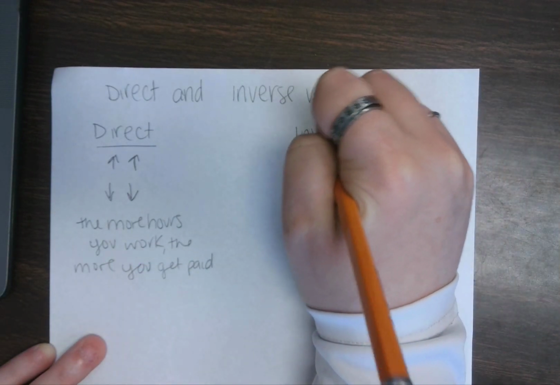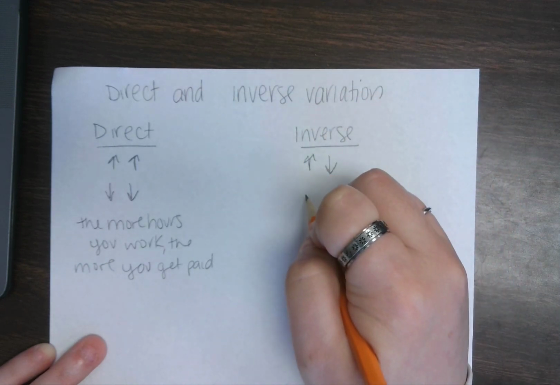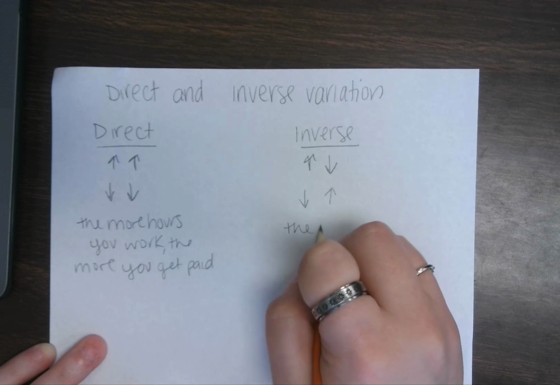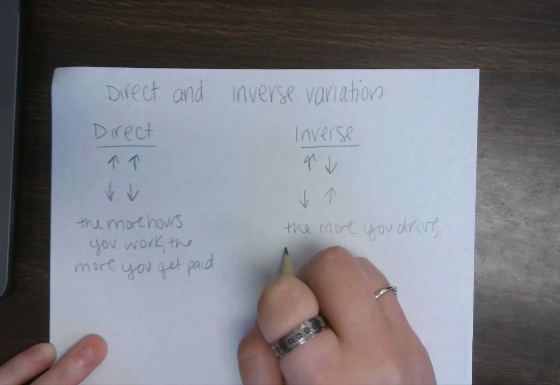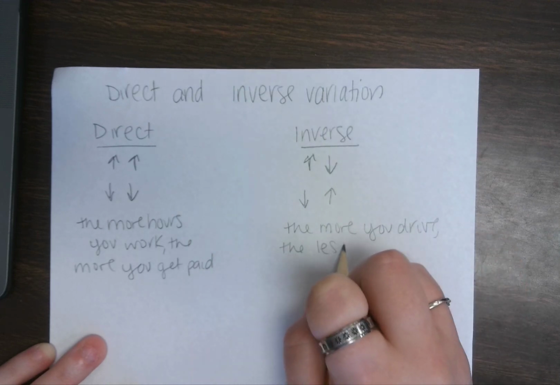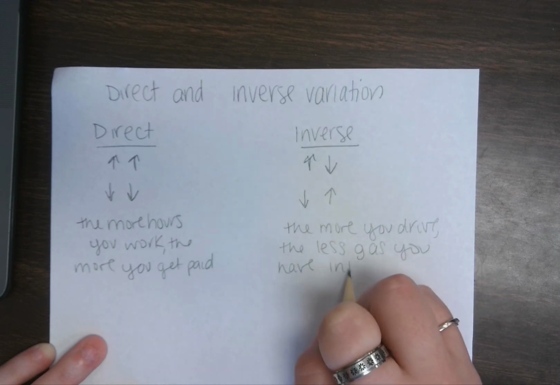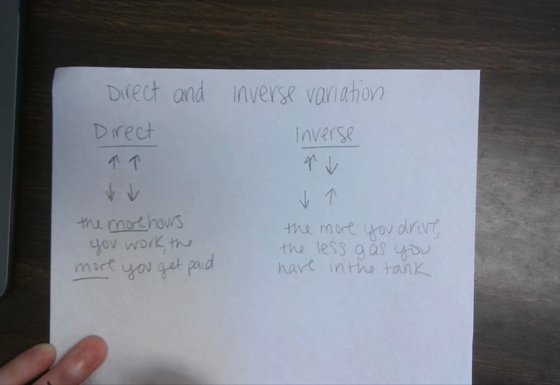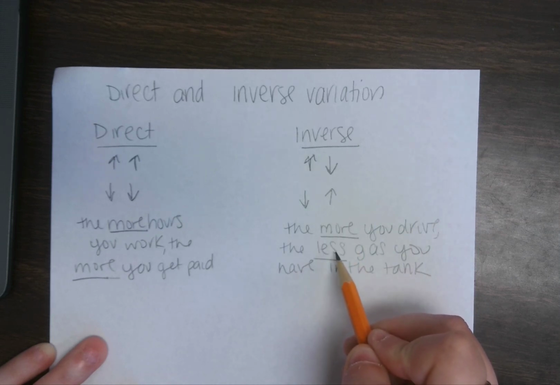For inverse variation, as one of the categories goes up, the other goes down. So the more you drive, the less gas you have in the tank. So if you're looking here, direct, they're both more. The more you do something, the more something else happens. Here, you have more and less. So you have alternating here.